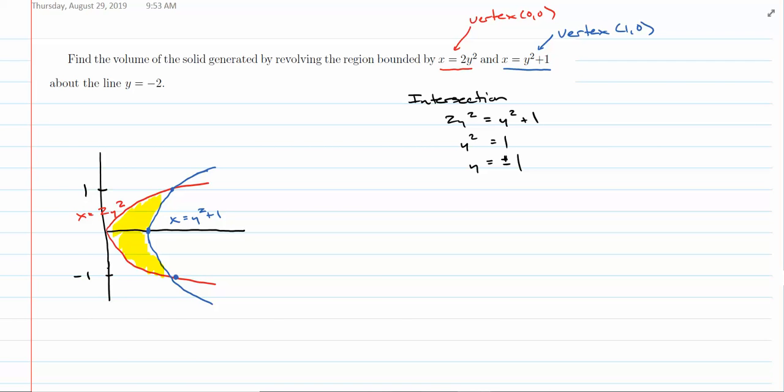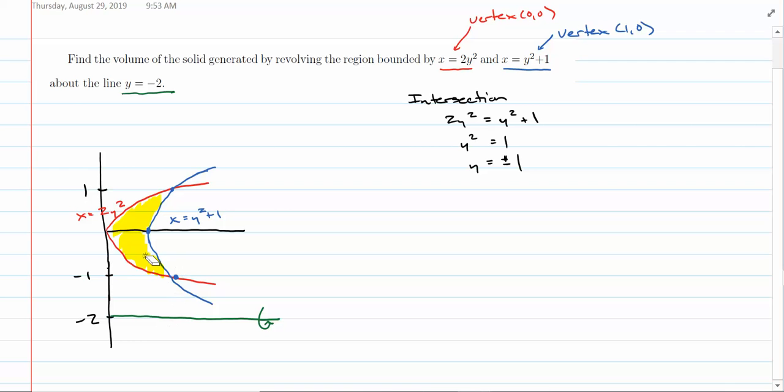We want to take that dy region and revolve it about the line y equals negative 2. So y equals negative 2 would be down here. Here's the line we are revolving around. I guess I could make it green. So we're taking this region, and we are revolving it about this line.